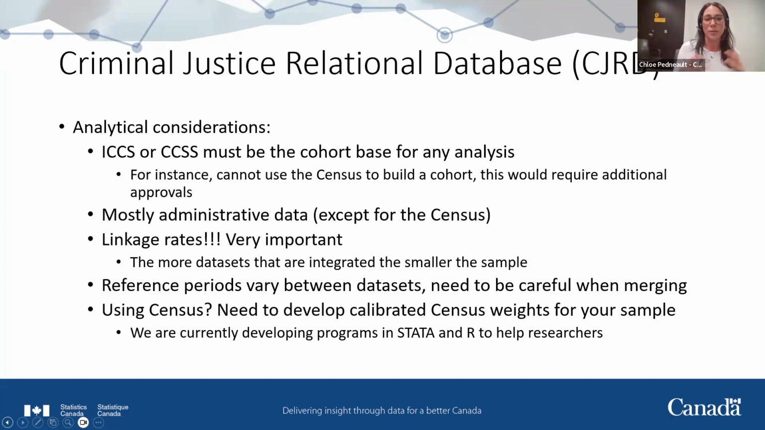Someone might want to use the census to create a comparison group of non-justice involved people for their study, but currently that's not covered under the approvals for the current database. So when you're planning your study, it would have to be starting with a court involved or a corrections involved population from either the ICCS or the CCSS, and then you're using that base file to link to the other data sets. So just keep that in mind when planning a research study using this database.